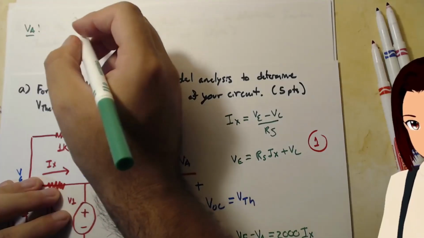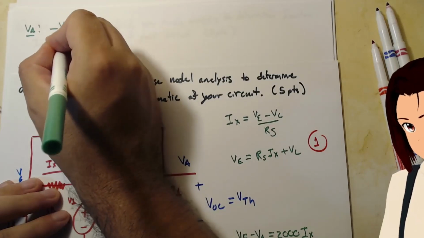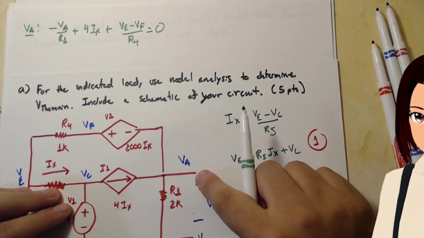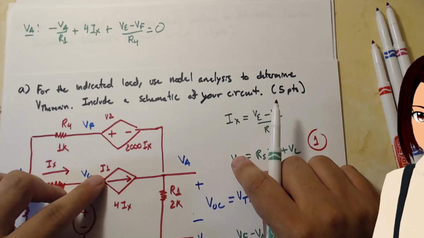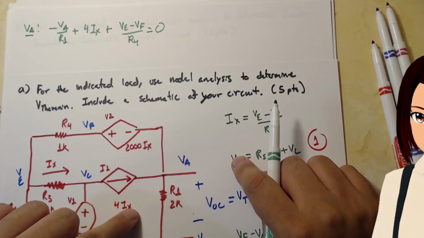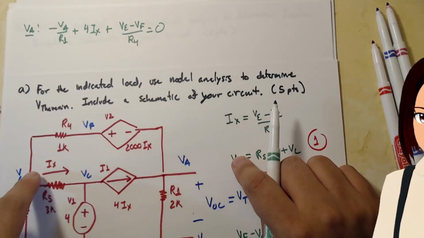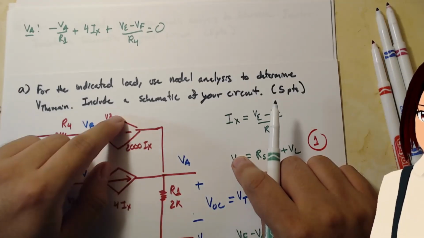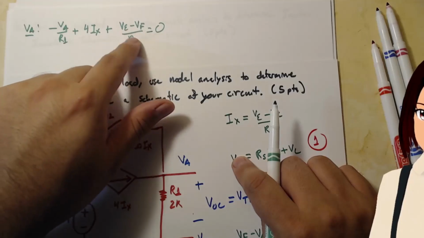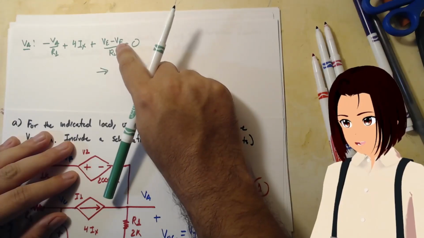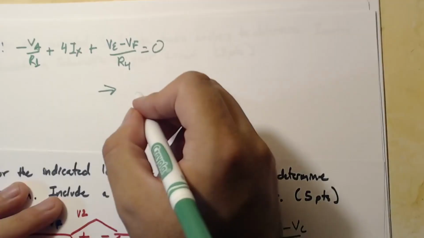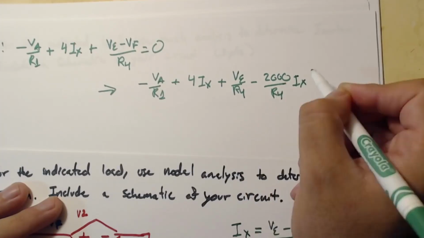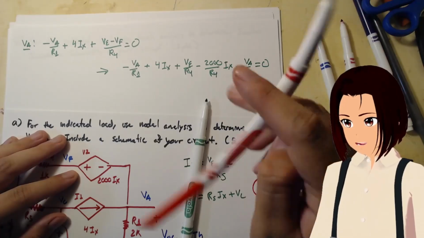If we do that, here's our node equation. That's VA, current going out, and I1 going in, which is actually 4Ix. Now this term comes from the current going into VA. If we stated that the current was going out of VA, the algebra would still end up like this. If we plug in what VF is, we have this, and this is our third equation.